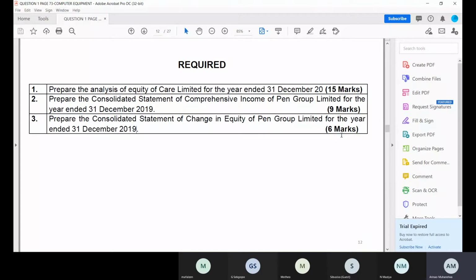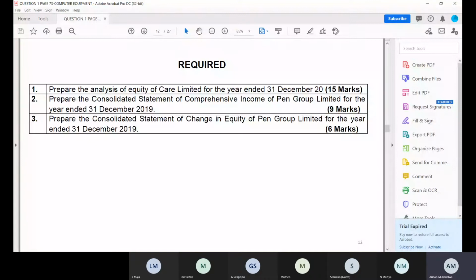So if you add these marks, it's plus or minus 30 marks, and you know that paper normally comprises of 100 marks. So there is no way that you can go to exam without being prepared for consolidation, because if you do that, that means that you're losing 30 marks. Already you're writing out of 70, which is going to disadvantage you.